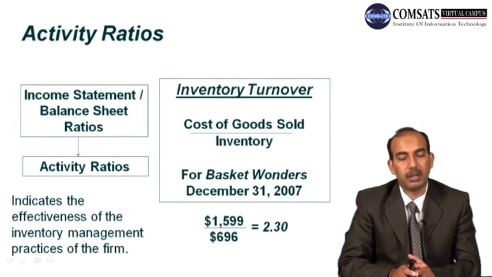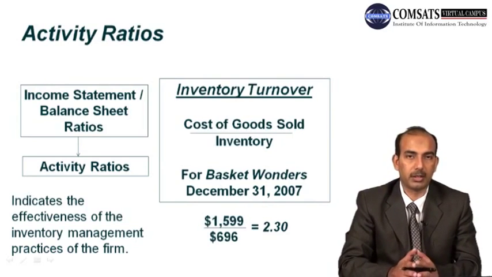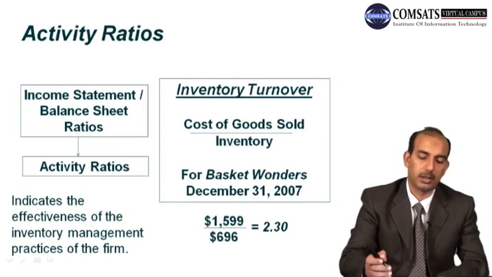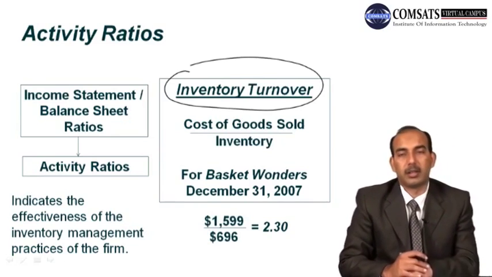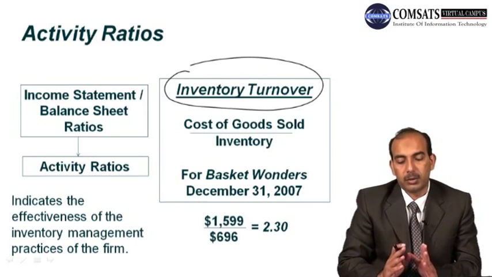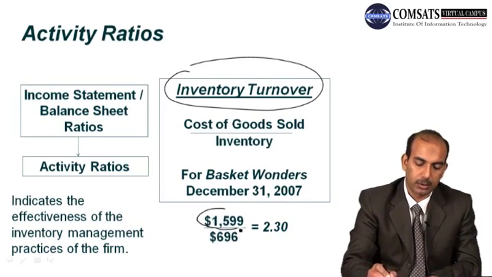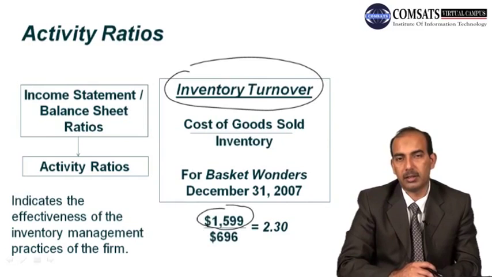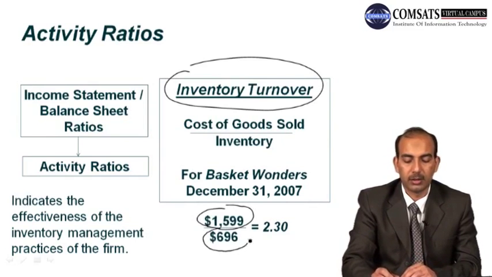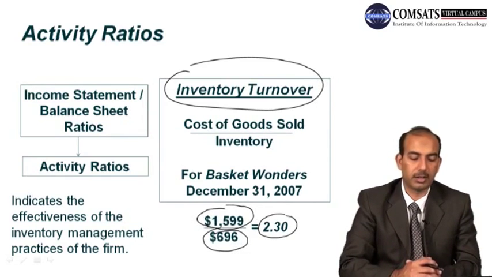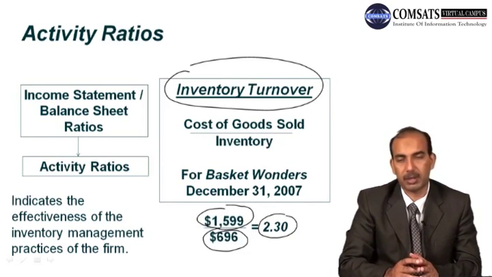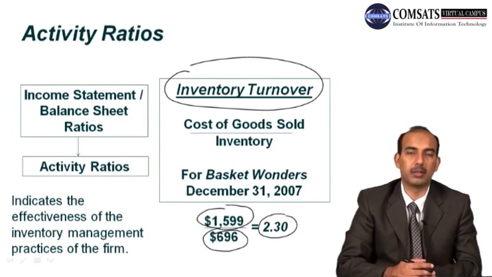Now let's talk about the inventory turnover. It's again a blend of income statement and balance sheet ratios, and we call it an activity ratio. We calculate the inventory turnover by cost of goods sold divided by the inventory. If you look back at the balance sheet we saw in our previous lecture, you will see a cost of goods sold figure of 1599, and then dividing it by the inventory, you get a figure of 2.3. It indicates the effectiveness of the inventory management practices of the firm, how effectively the inventory is used in the total business operations and how it contributes towards the cost of goods sold.